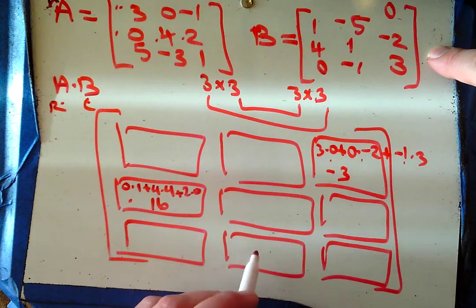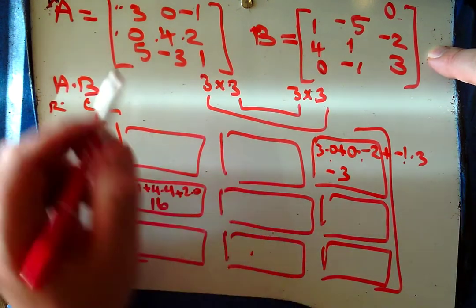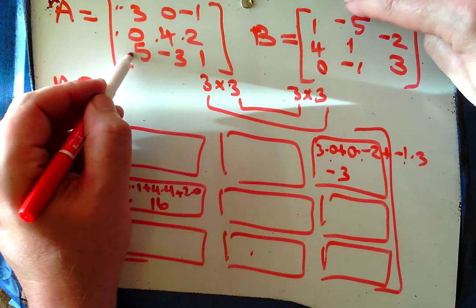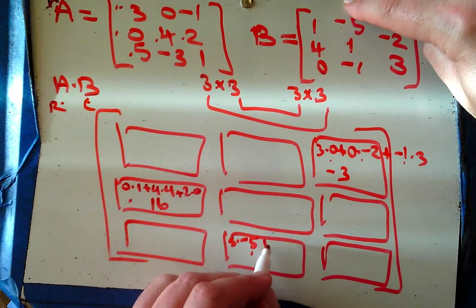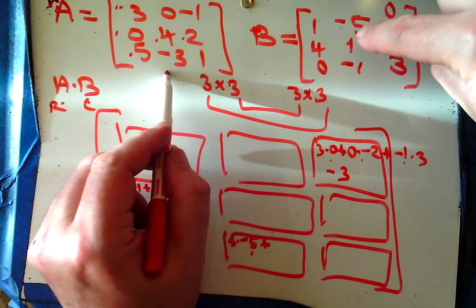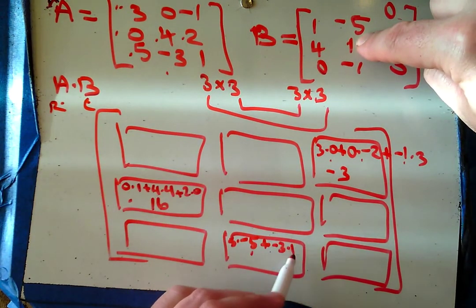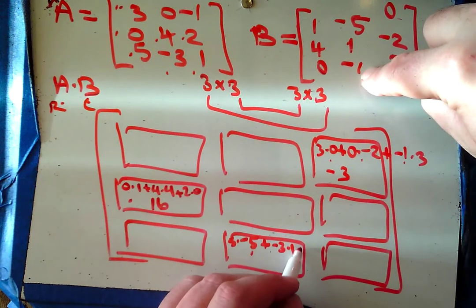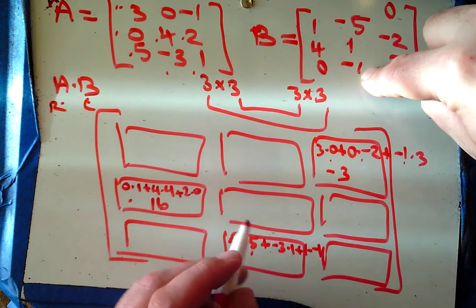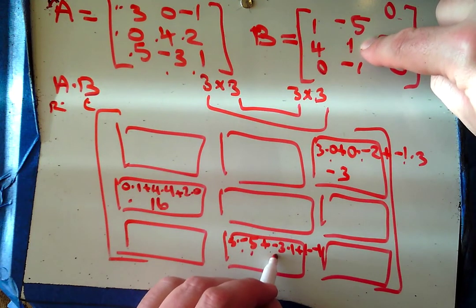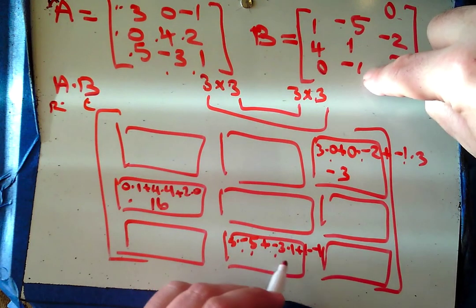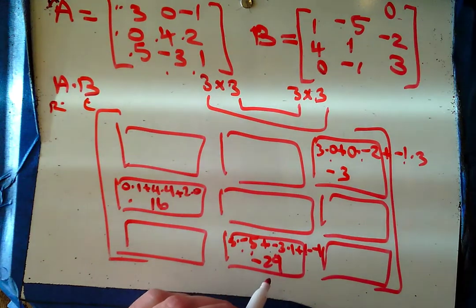And if I want to fill in this box here, it's in the bottom row and the second column. So I'm going to use the bottom row and the second column. I'm going to have 5 times negative 5 plus negative 3 times 1 plus 1 times negative 1. And so I end up with negative 25 minus 3 is negative 28 minus 1 is negative 29.